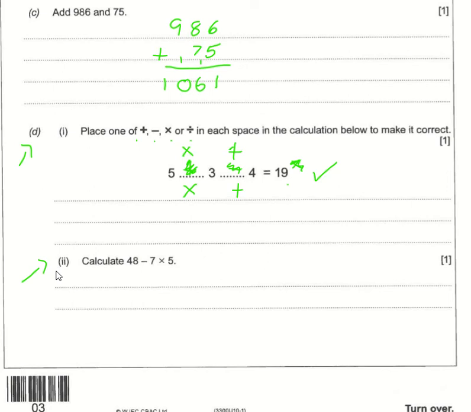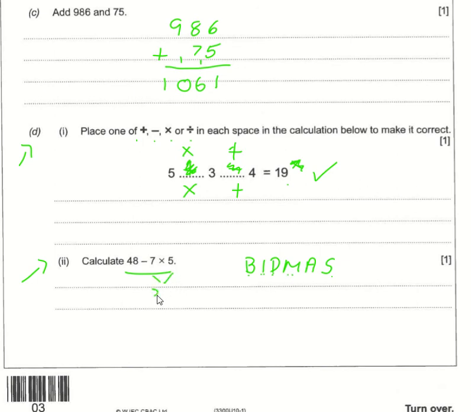The final question for question 1, calculate 48 minus 7 times 5. Here we've got to remember the order of operations, which is BIDMAS, which means brackets first, then indices, then dividing, then multiplying, adding and subtracting. Well, in our little expression we've got no brackets, no indices, no dividing, but we have got multiplying, so we're going to do that first.